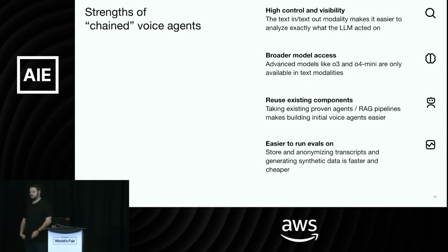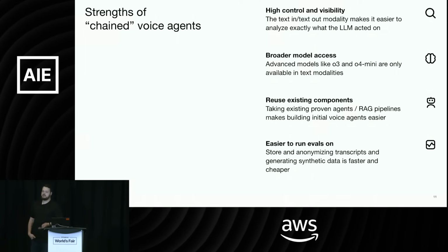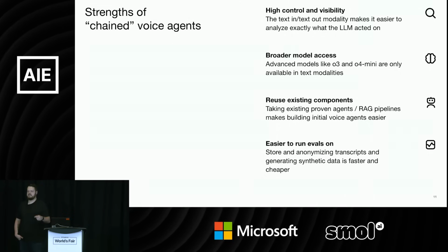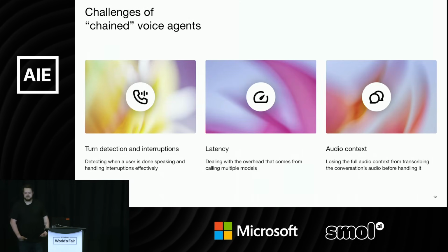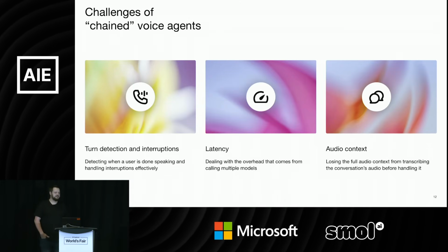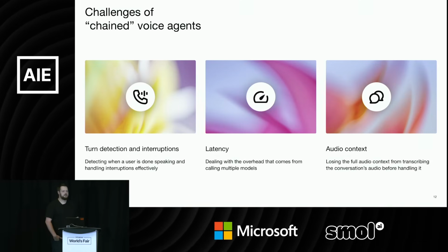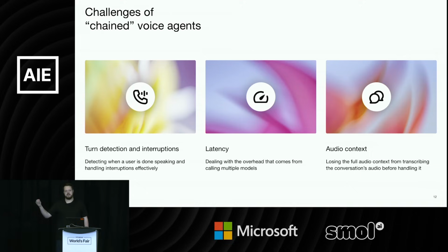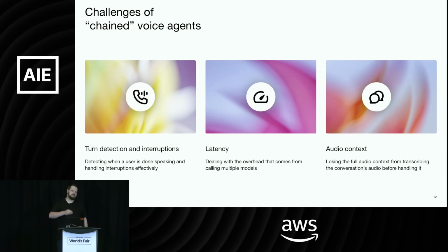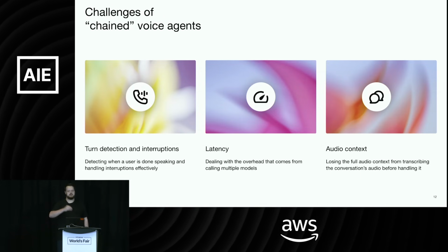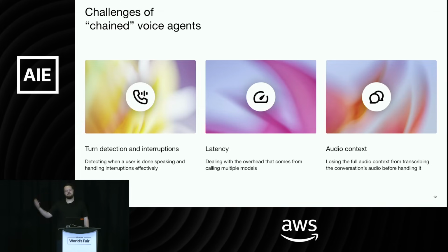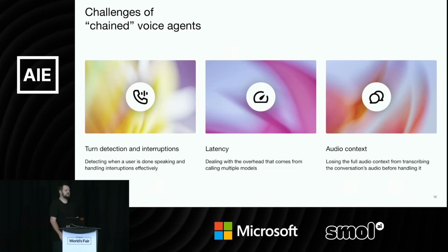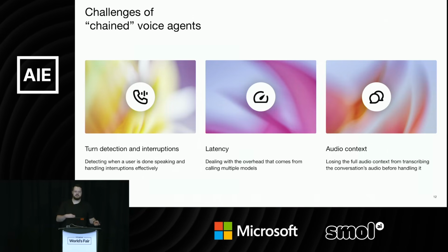It also gives you much more control and visibility of what the model did by being able to actually look into the exact text that went in and out of the model. But it also comes with some challenges. Turn detection is one of the big ones where you need to now take into consideration what did the user hear by the time that they interrupted the voice agent, then translate that part back into text, make sure that your transcript is appropriately adapted so that the model doesn't think it told the user something that it didn't.